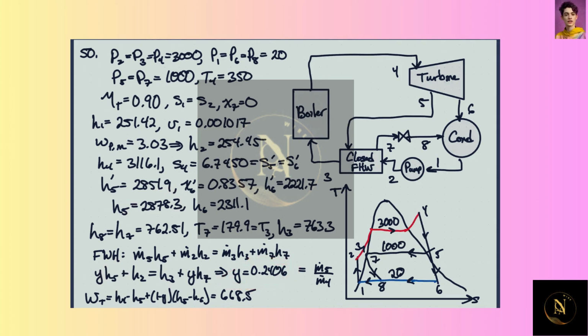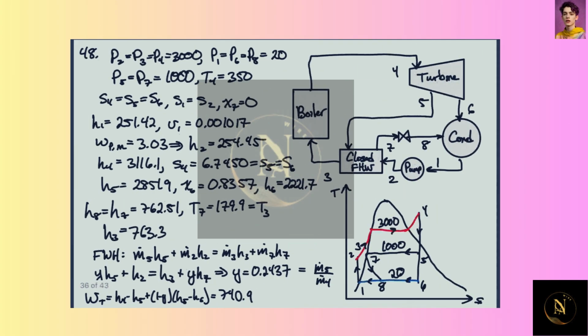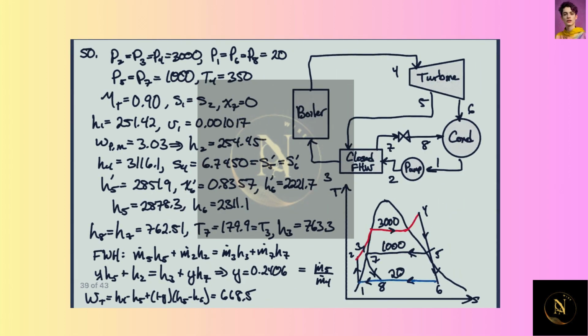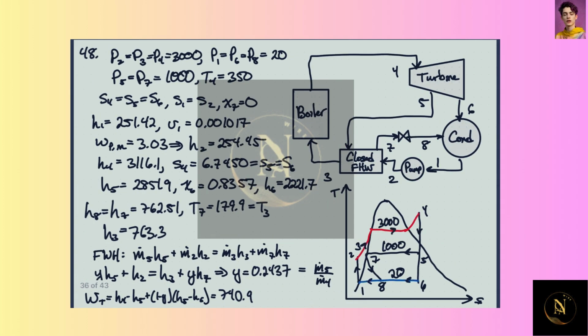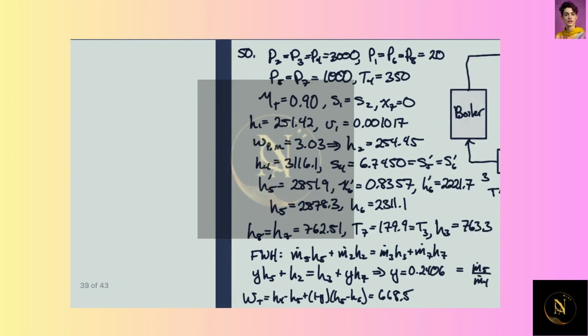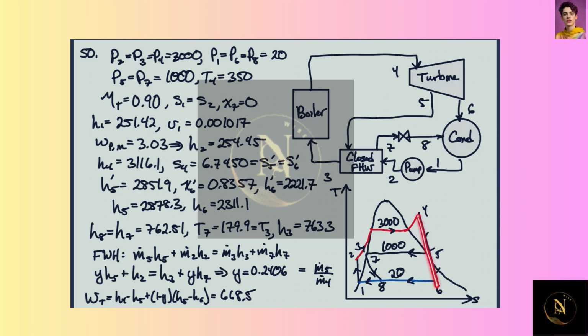So Y winds up being about 24.1% that we're bleeding off, and before we had about 24.4%. So we're bleeding off a little less, actually. Then the work in the turbine, again, is the same equation, just different values for our enthalpies. And we get 668.5 kilojoules per kilogram as opposed to about 740.9. So quite a bit less work in the turbine we're getting out because of this loss.